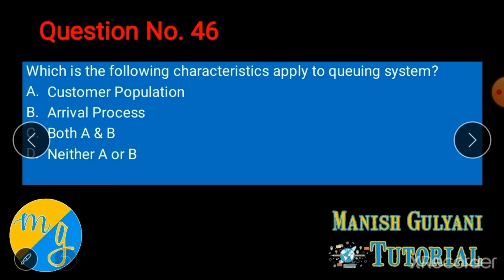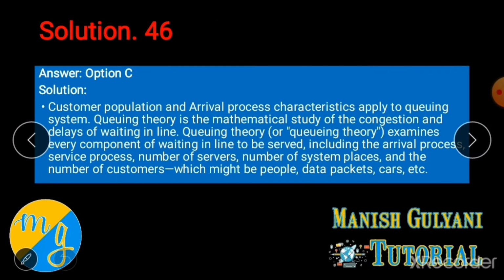Which of the following characteristics applies to a queuing system? Customer population, arrival process, both A and B, neither A nor B. Under queuing theory, you have customer population as well as arrival process. So the answer is C, both A and B.